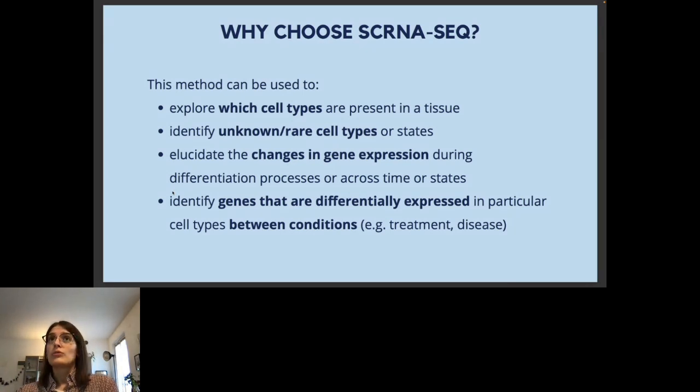So why choose single cell RNA-seq? We choose this technique when we want to explore, for example, which cell types are present in a tissue, or we want to identify some unknown or rare cell types or states, so a state of activation or not. We want to maybe elucidate the changes in gene expression, and this can be during, for example, the differentiation process, or when we have a control group and a treatment or an exposure to some kind of stimulus. And it is very powerful because we can see the effect, for example, of the treatment in each cell type.